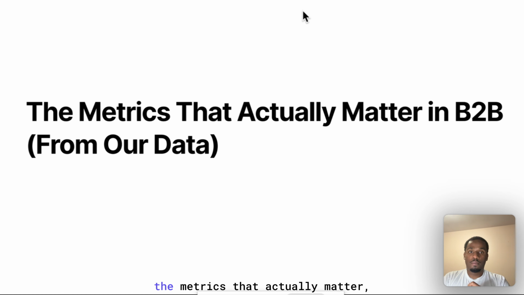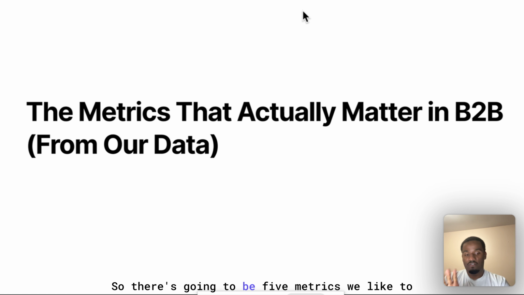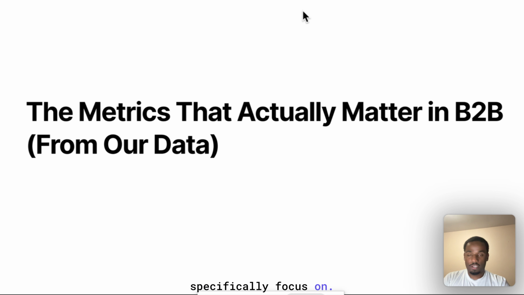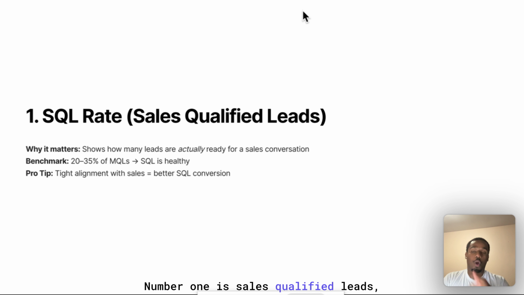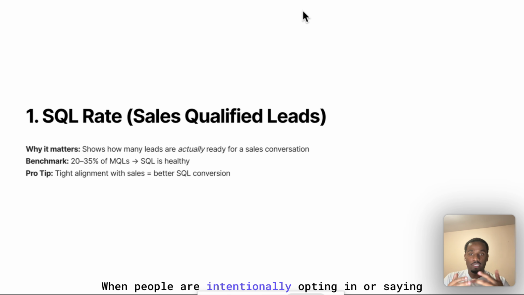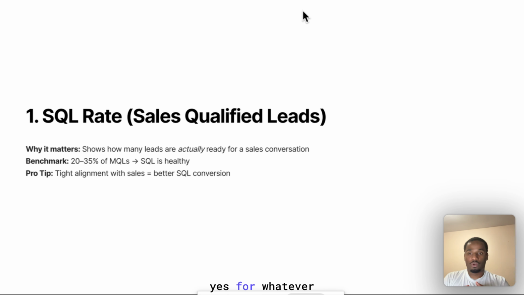So the metrics that actually matter in B2B, based upon our data. There are 5 metrics we like to specifically focus on. Number 1 is sales qualified leads. Why this matters is because it shows how many leads are actually ready for a sales conversation. When people are intentionally opting in or saying yes, whether for a service, product, lead magnet, or trial, they have some sort of curiosity or intent.